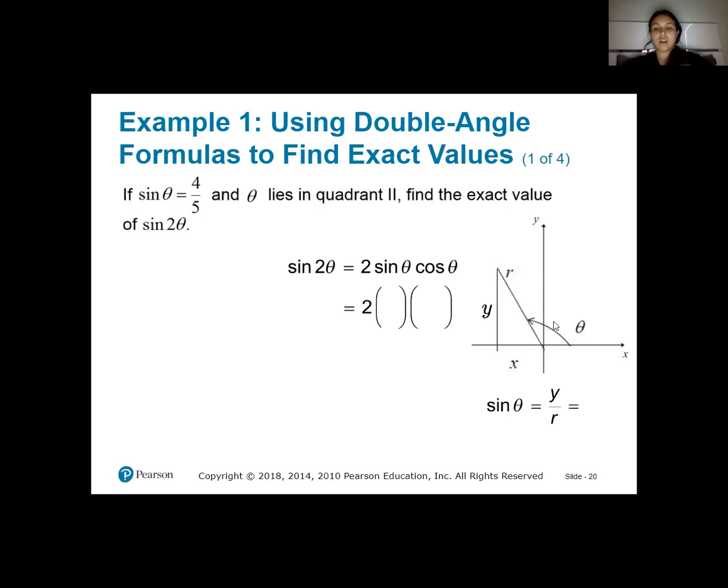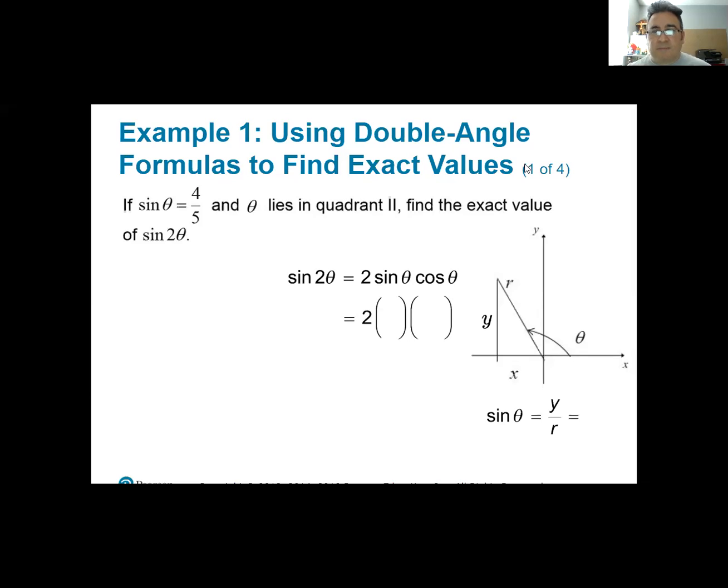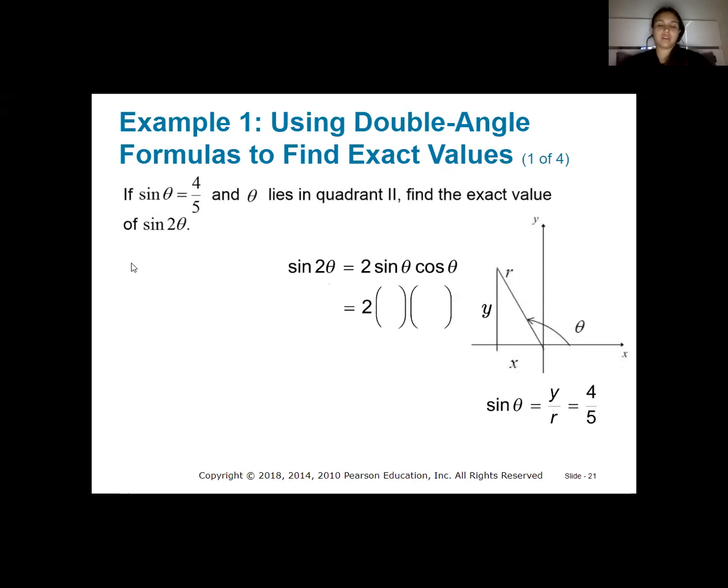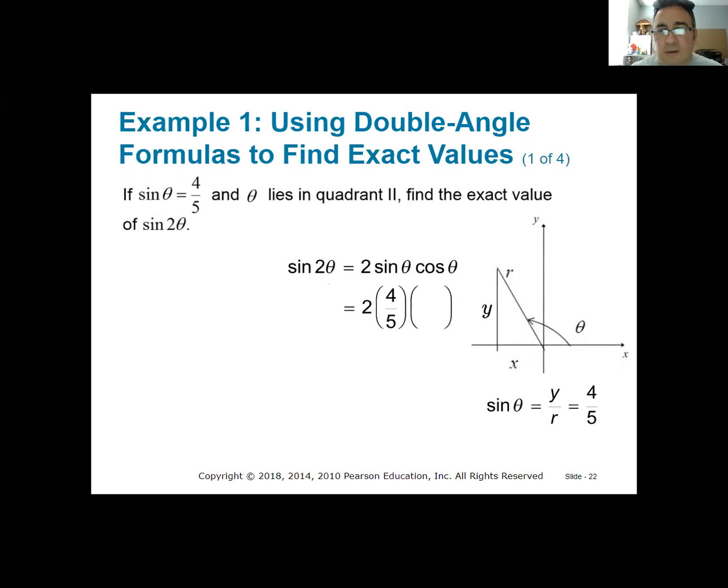And y over r means that it's going to be what? 4 over 5, right? Because that's what they gave us from the beginning. So now we know y and we know r. But in order to find cosine, we're going to need the value of what? X. We're going to need the value of x, so we're going to have to figure out x.